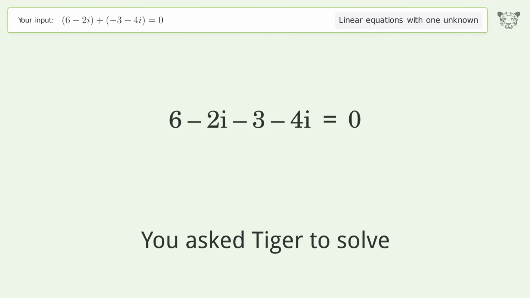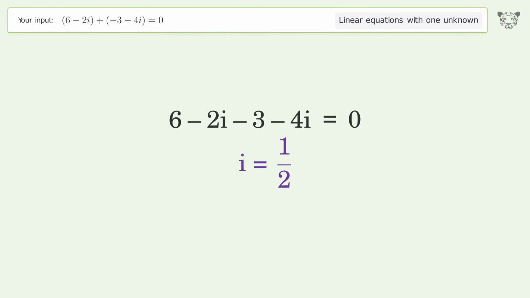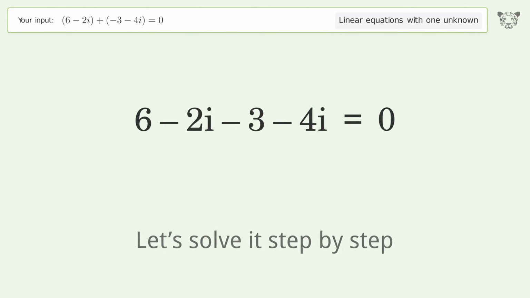You ask Tiger to solve. This deals with linear equations with one unknown. The final result is I equals 1 over 2. Let's solve it step by step.